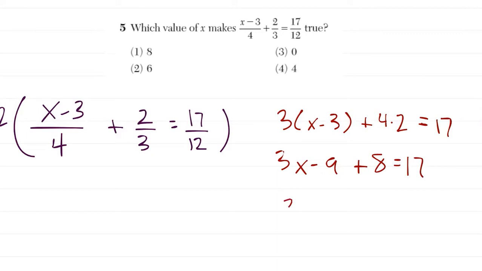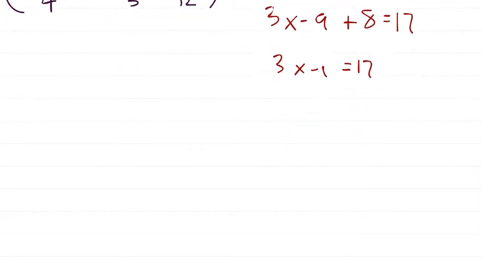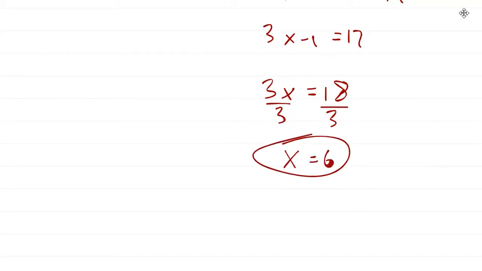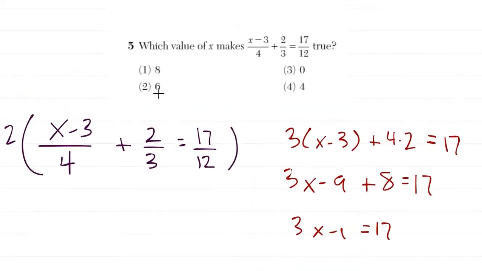Minus 9 plus 8, that's just minus 1. My handwriting is getting progressively worse as we move further down. So 3x, we'll add 1 to both sides. We get 3x equals 18. And then divide everything by 3, and we get x equals 6. Now let's go back and see which one of those is our answer. It looks like number 2.